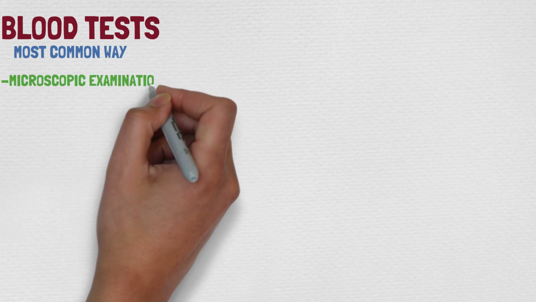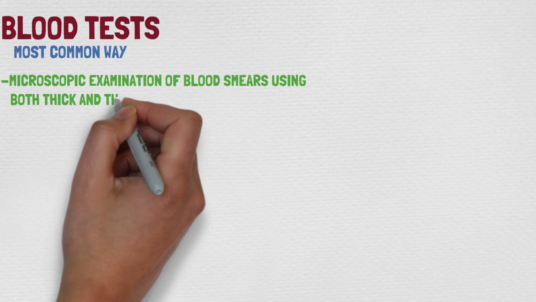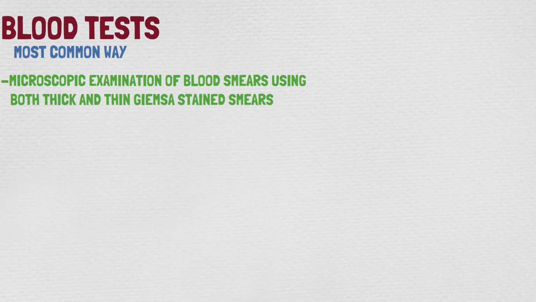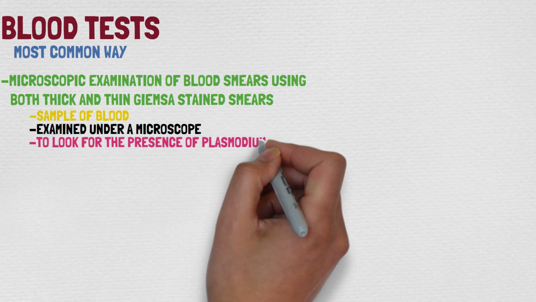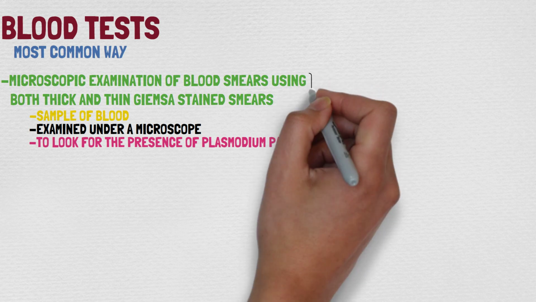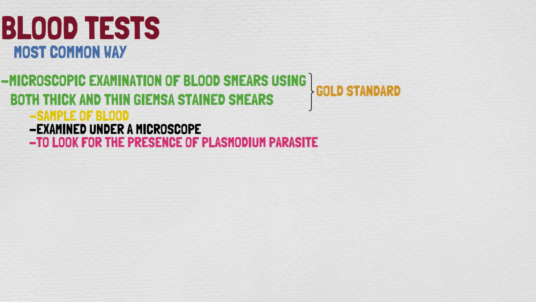However, blood tests are the most common way to diagnose malaria. These include microscopic examination of the blood smears using both thick and thin Giemsa stain smears, in which a sample of blood is taken and examined under a microscope to look for the presence of Plasmodium parasite. This is the gold standard test for malarial diagnosis.